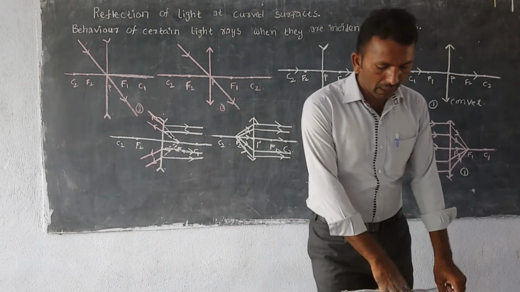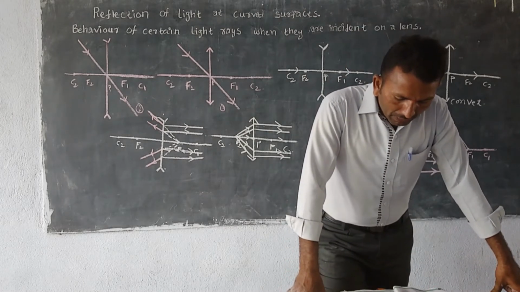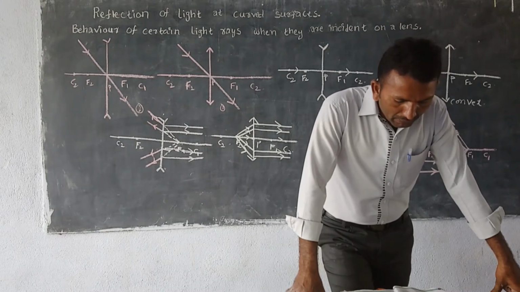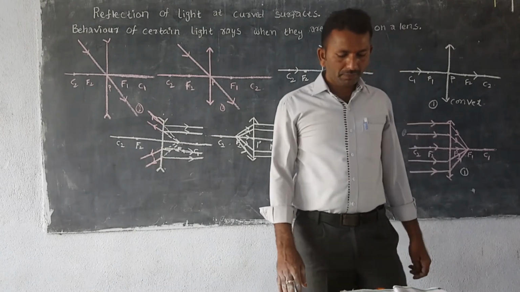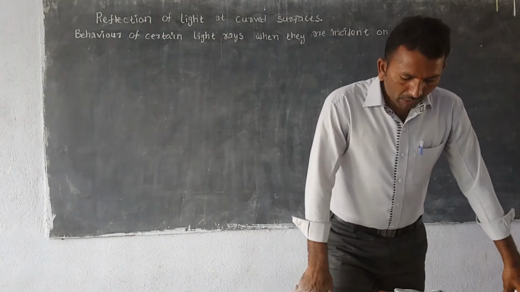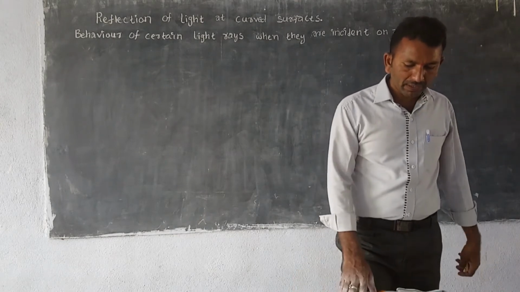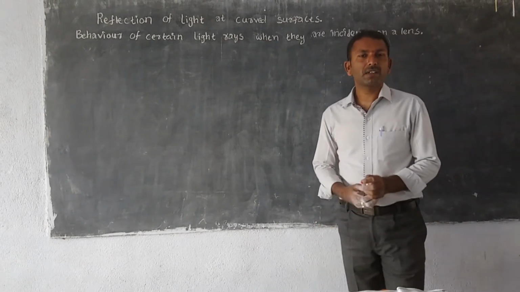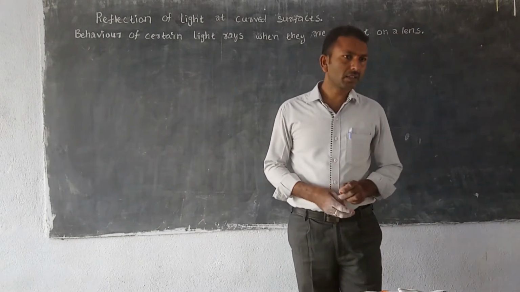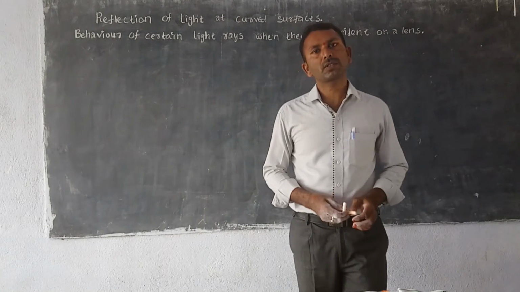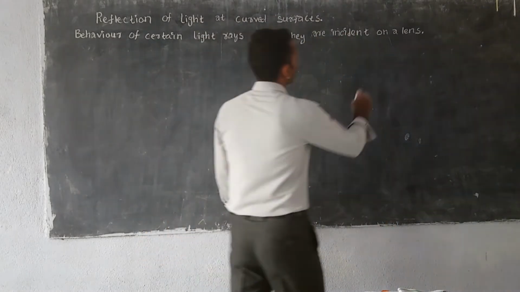Another situation we have here: what happens when parallel rays of light fall on a lens making some angle with the principal axis? Let us observe the following figures. Until now we have discussed the light rays which are going parallel to the principal axis, or going through the focal point, or through the optic center. But here again we are taking parallel light rays.